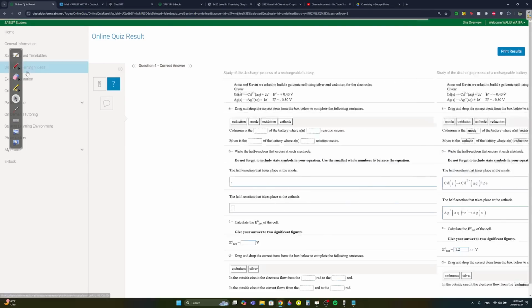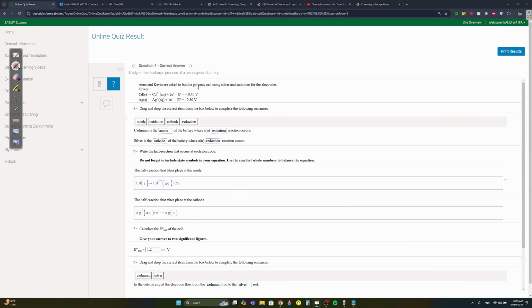Question 4. Anna and Kevin are asked to build a galvanic cell using silver and cadmium. And it's given that cadmium's E0 is positive 0.4. So this is getting reduced. Ag is negative 0.80. So which one has a higher reduction potential? It's Cd. So that means Cd would get reduced. And Ag, would it get reduced if it's negative? No, it's getting oxidized. So which one would be the anode? Always, the oxidizing is the anode, and the reducing is the cathode.